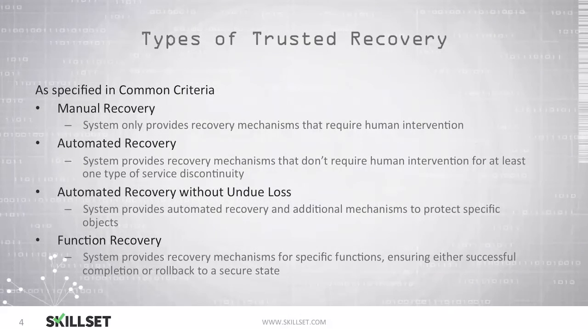There are several different types of trusted recovery that are specified in the common criteria. A manual recovery is where the system requires human interaction to provide recovery. Automated recovery is where the system has a mechanism that requires no human intervention for at least one type of service being discontinued. An automated recovery without undue loss is where the system can automatically recover itself and also has additional mechanisms to protect specific objects on the system.